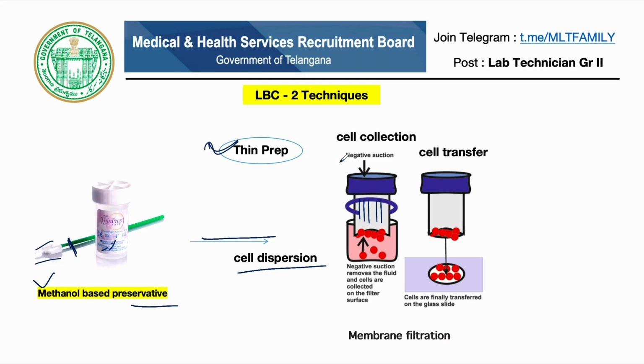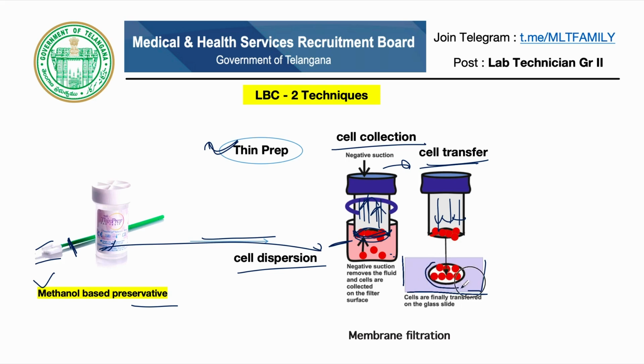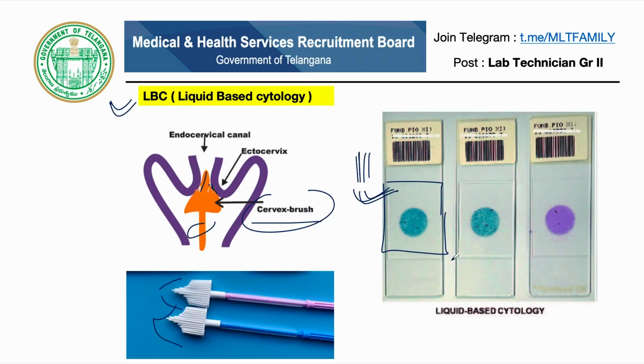Now there are some methods of cell collection. There is negative suction; here is the filter paper, and here is the solution. Because of the negative suction, cells are pulled upward and stick to the filter paper. Then comes the method of cell transfer. After that we push it with certain positive pressure so that the cells fall onto the positive charge slide, the glass slide. This is circular, so we get a circular smear, which is shown over here.